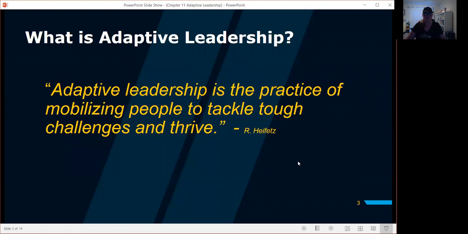So let's look at what is adaptive leadership. Well, adaptive leadership by definition is the practice of mobilizing people to tackle tough challenges and thrive, which, at this point, sounds a lot like most all of these theories that we've been talking about in our class so far. So what makes this unique?